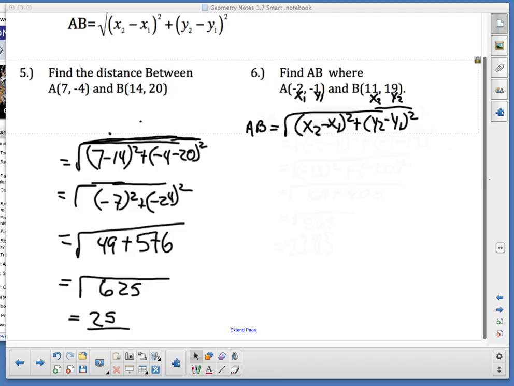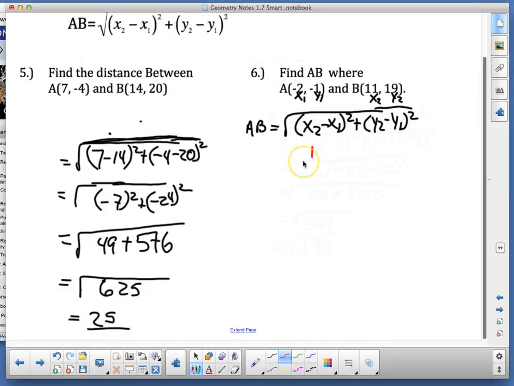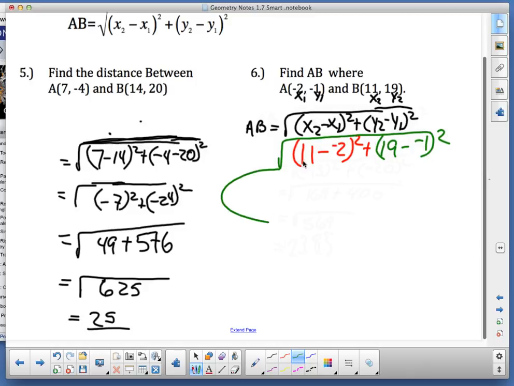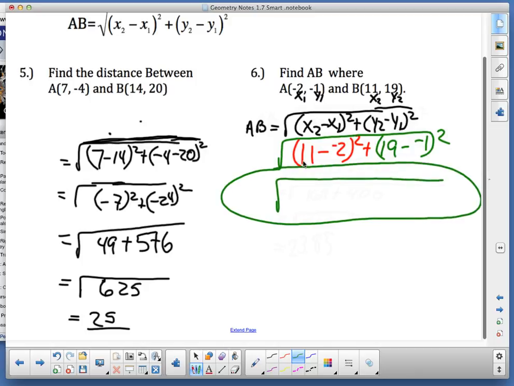So what I did in the first one, I'm going to reverse. I'm going to do 11 minus a negative 2 squared plus 19 minus a negative 1 squared. Okay, and it would still be the same as if, now remember, I'm going to put a little bubble in here. If I wrote the other way and I went negative 2 minus 11 and negative 1 minus 19, in this one, the second one I wrote out, this is negative 13.